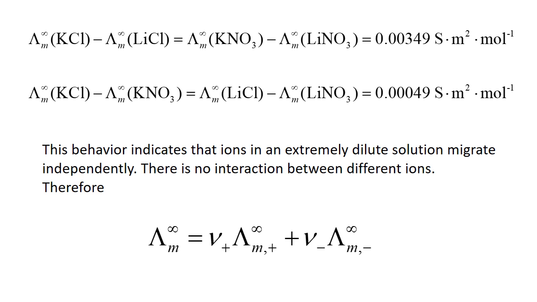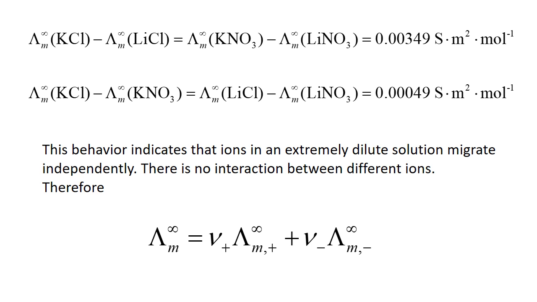Let us understand with the example. Here, first let us take the anion as constant. So, molar conductivity at infinite dilution of KCl minus molar conductivity at infinite dilution of LiCl is equal to limiting molar conductivity of KNO3 minus limiting molar conductivity of LiNO3, and that value is 0.00349 Siemens meter square per mole. So you can see here the constant anion is giving the same difference.